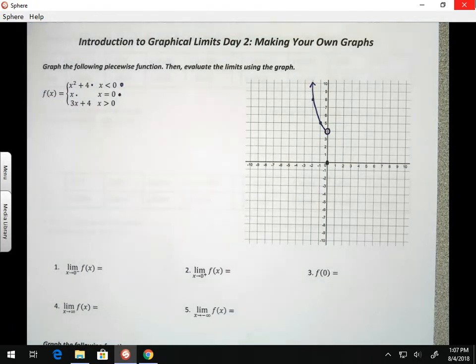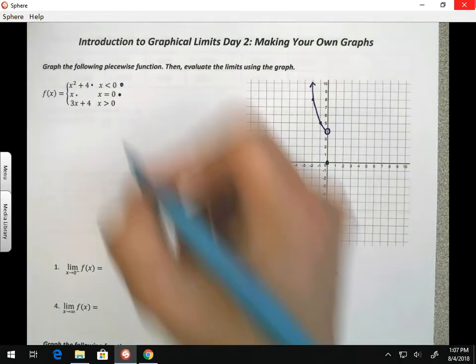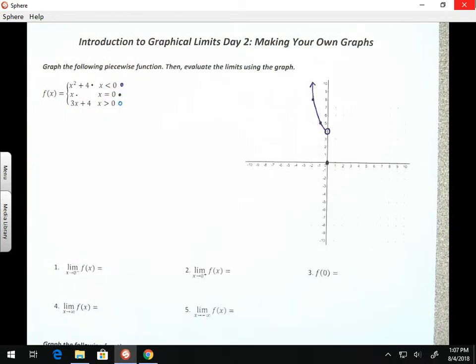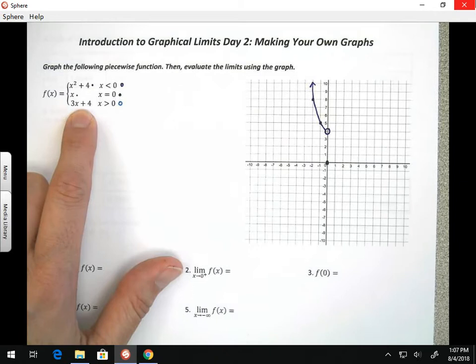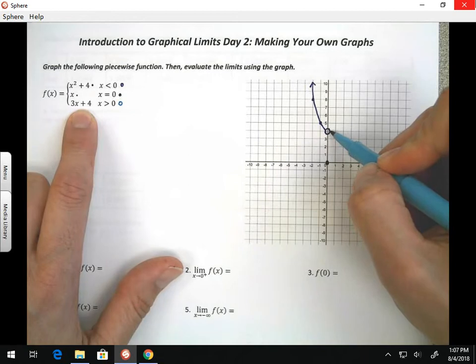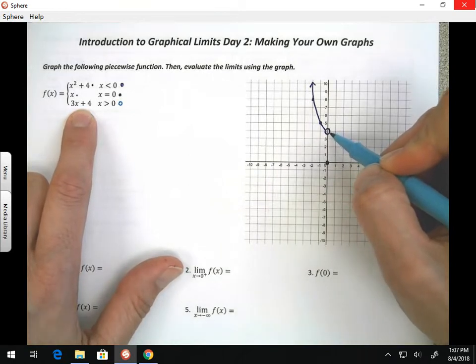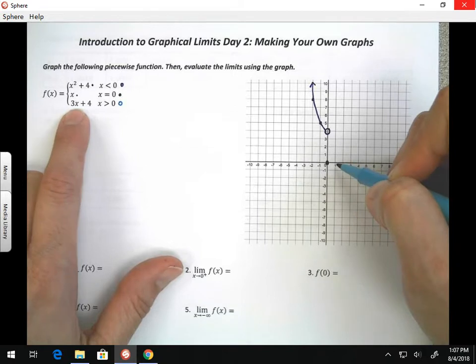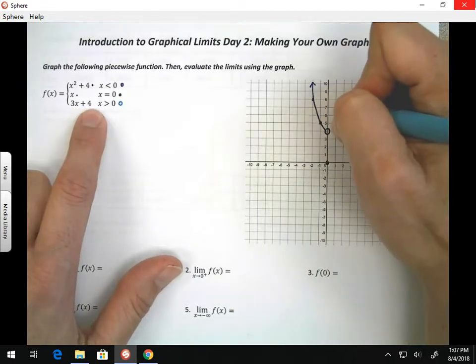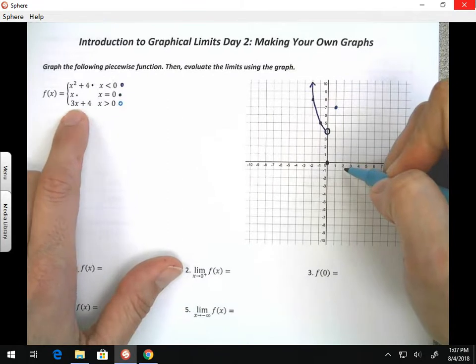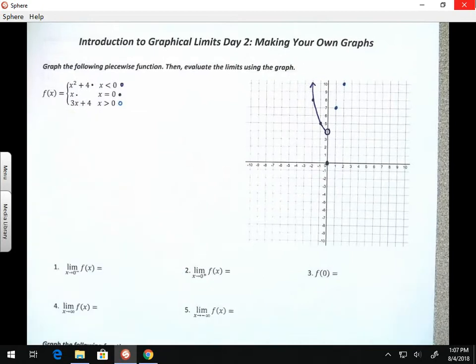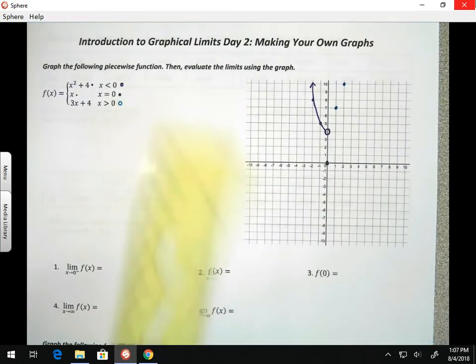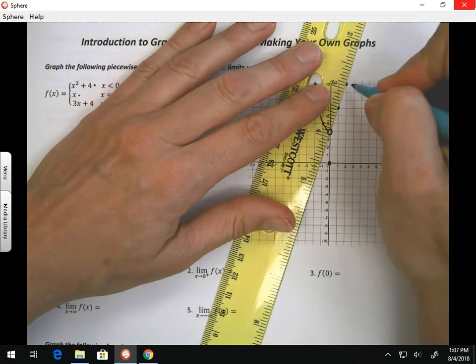Now my last piece is for x greater than 0, so we're back to another open circle. If I plug in 0, I get 3 times 0 plus 4, which is going to give me 4. And again, I was already open at 4, so I have another open circle there. And now I'll just continue on. So when x is 1, I have 3 plus 4 is 7. When x is 2, 3 times 2 is 6 plus 4 gives me 10. And I can see I have my linear piece of my graph there. And today I did come prepared with my straight edge.